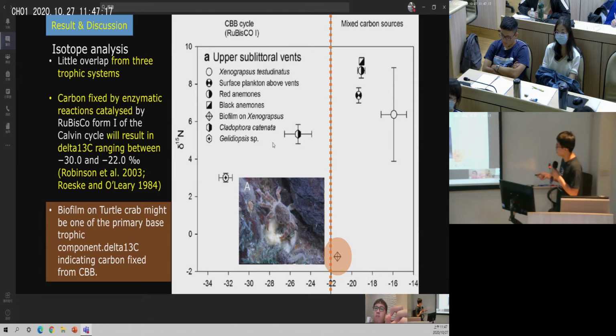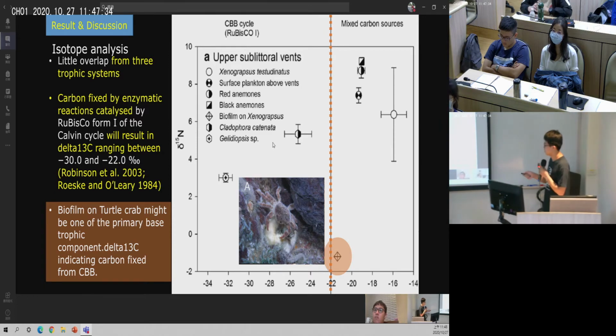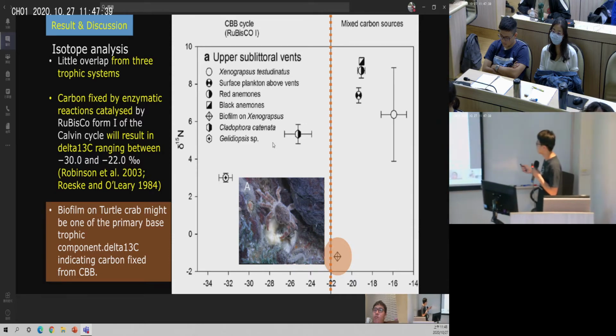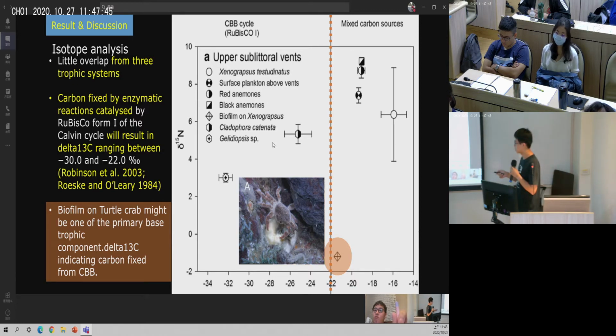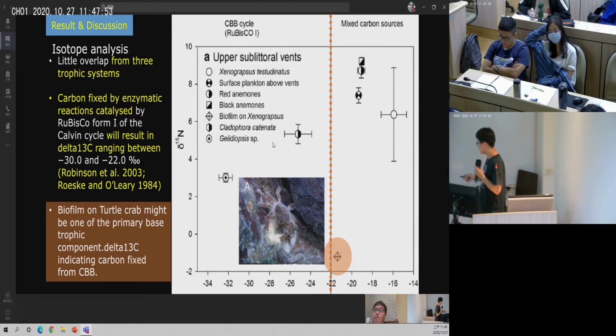The second thing is I want to say about this dotted line. We can say that smaller than -22, the carbon sources might come from the CBB cycle. The CBB cycle is also called the Calvin cycle. And the right side is the mixed carbon source. First, I want to talk about the first creature, which is not the crab, it's the biofilm on the crab. It's here, and it has the lower nitrogen. So we might think this is the primary base of the trophic structure.